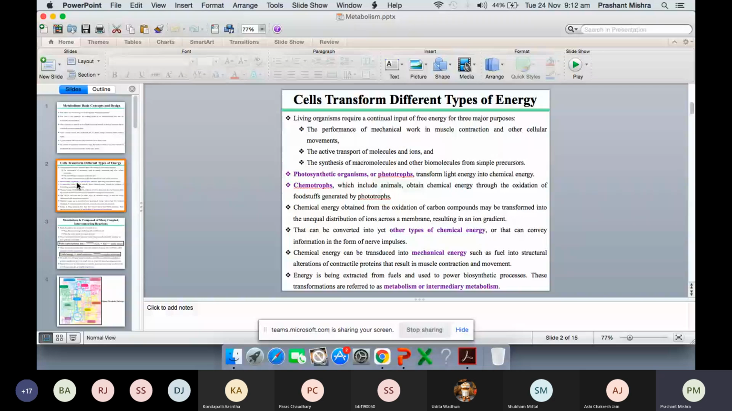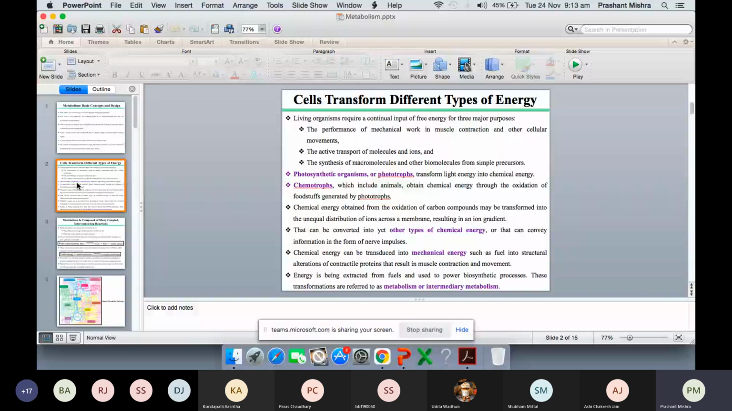And this chemical energy is utilized by chemotrophs, which are the ones obtaining energy from chemical compounds. Chemotrophs use energy by oxidation of foodstuffs generated by phototrophs. Phototrophs, like plants, synthesize carbohydrate, and that carbohydrate is consumed by chemotrophs. Whenever carbohydrate is synthesized and bonds are formed, you require energy, and this energy comes from light energy.